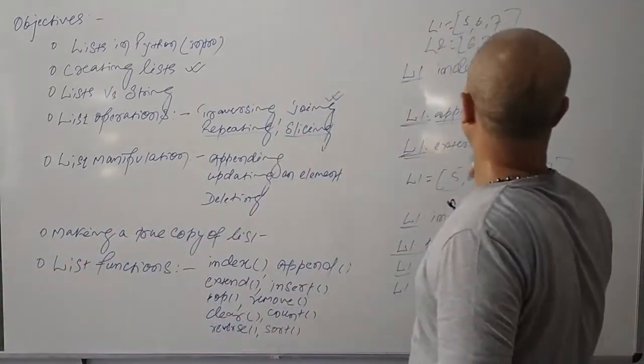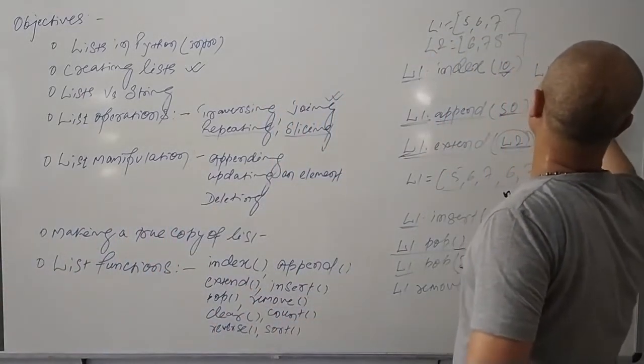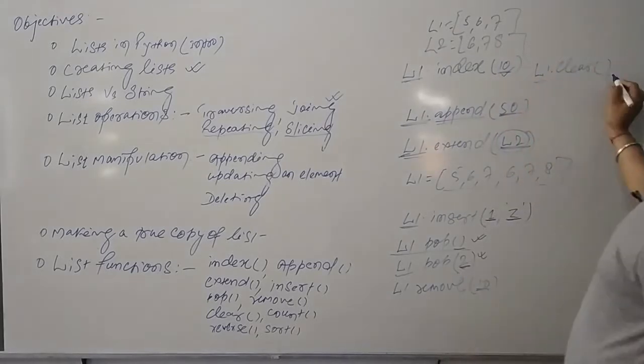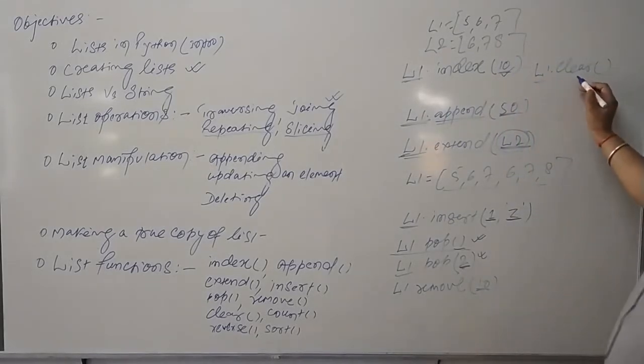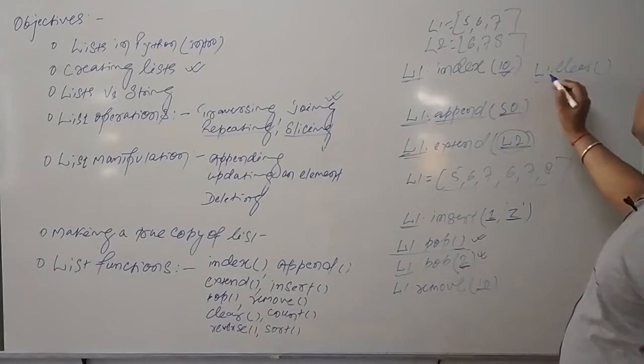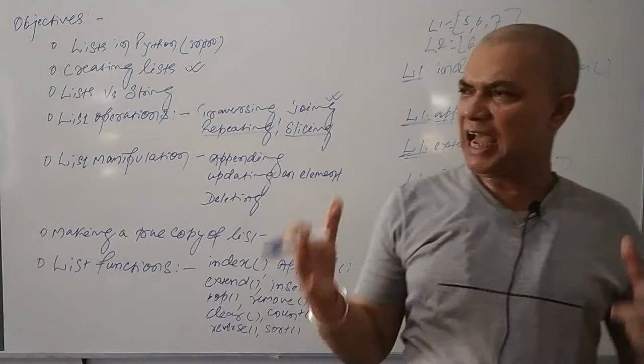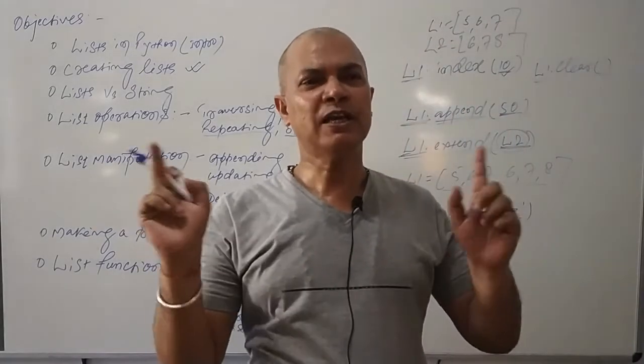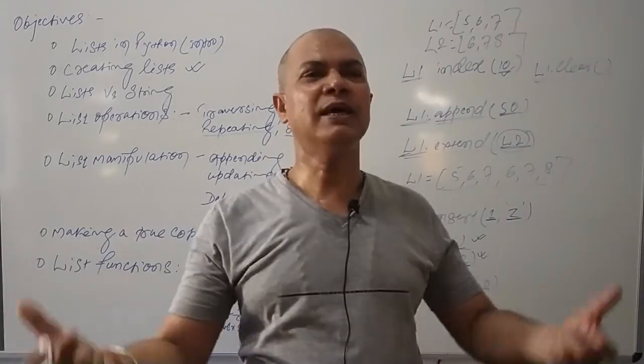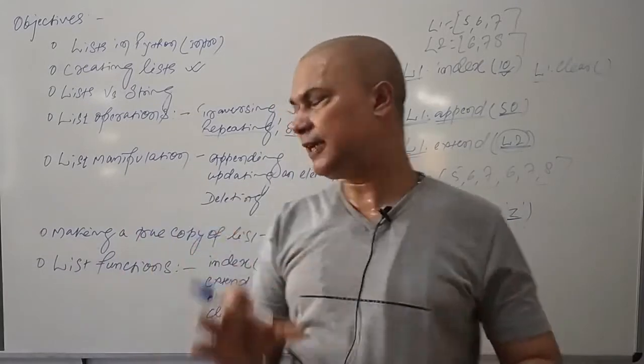So the syntax will be L1.clear. No argument is required, since the clear method clears all the elements from the list. So L1.clear will clear the whole list. Count helps us to count a particular element in the list, how many times it occurs or is repeated.